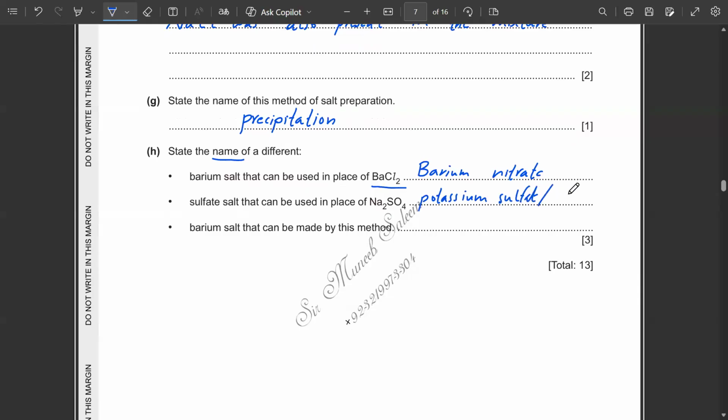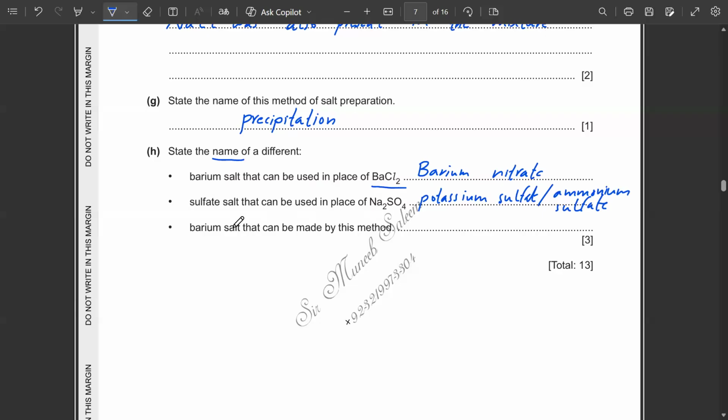Or we can have ammonium sulfate. Both of them are actually soluble salts of the sulfate. And the third point, barium salt that can be made by this method.